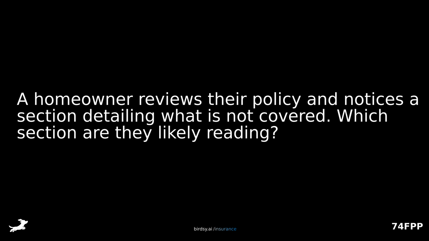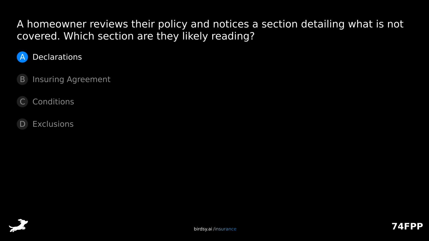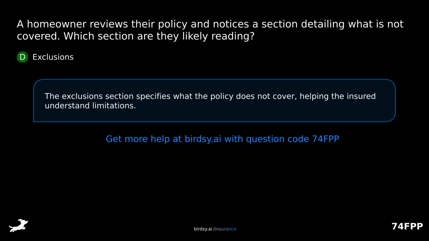A homeowner reviews their policy and notices a section detailing what is not covered. Which section are they likely reading? Is it A, declarations, B, insuring agreement, C, conditions, or D, exclusions? The answer is D, exclusions. The exclusions section specifies what the policy does not cover, helping the insured understand limitations.